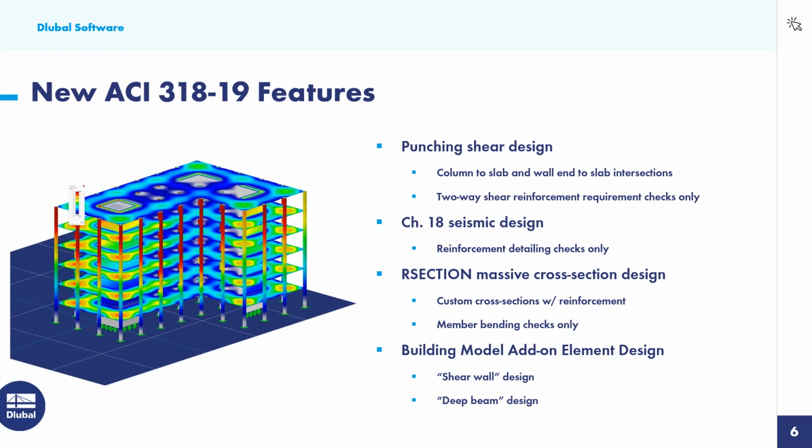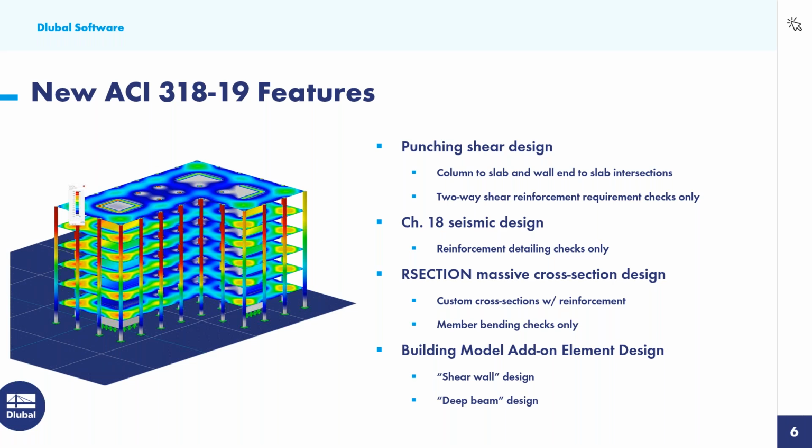Turning now to the new ACI 318 features that have been implemented since our last webinar. We now have the ability to carry out the punching shear design check. This is for column-to-slab and wall end-to-slab intersections. Now, the current design check will only flag the user if two-way shear reinforcement is required. There currently is no input option for that two-way shear reinforcement, but we do plan to add that in the near future. We also have added additional Chapter 18 seismic design checks. Currently this is reinforcement detailing checks only, but again, we'll continue to expand on this in the near future, such as strong column, weak beam.